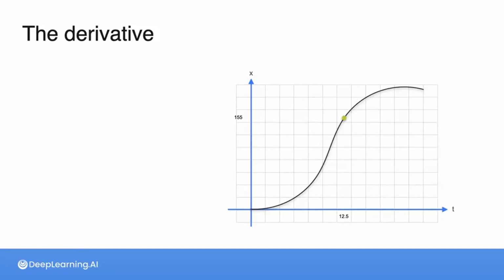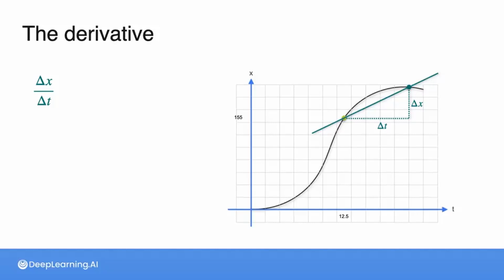For example, let's take another point to the right of t equals 12.5 and calculate the average velocity over that interval. That is the slope of this line over here, which is exactly delta x, the change in distance, divided by delta t, the change in time. But that is not the instantaneous velocity at t equals 12.5. However, you can get closer to it by making this interval smaller.